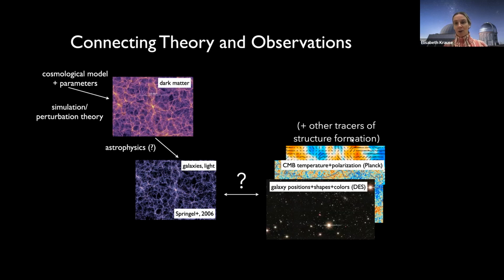And the question then is, how do we compare these observations to our theory predictions, which, if we go the simulation route, start out with a cosmological model and parameters, predict the dark matter distribution, and then still basically all of astrophysics has to happen to turn these predictions into maps or summary statistics for galaxies, light, and baryons. And we have to agree how to do this comparison.